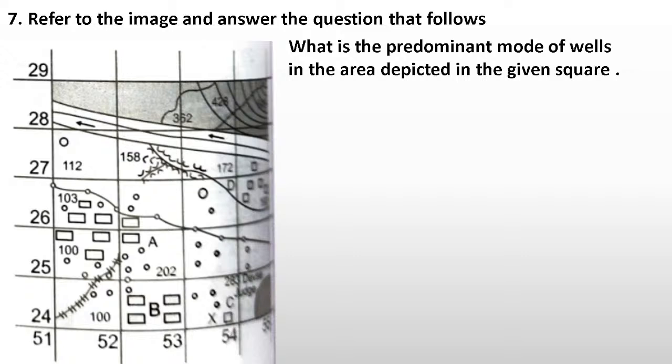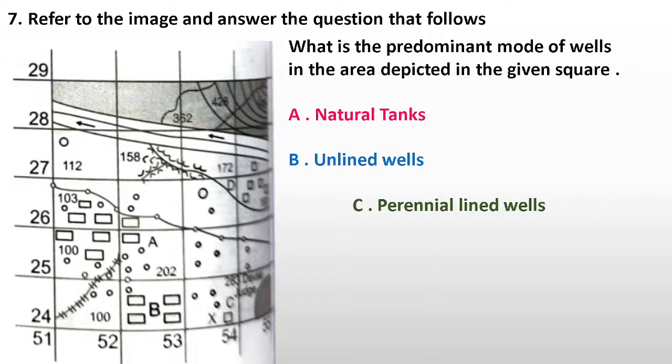So okay, what is the predominant mode of wells in the area depicted in the given square? A. Natural tanks. B. Unlined wells. C. Perennial lined wells. D. Tube well. Come on.